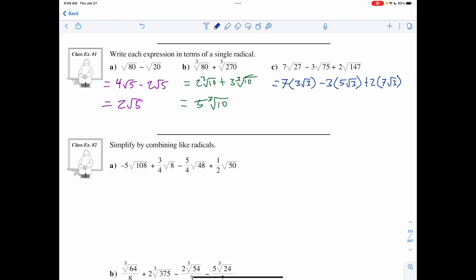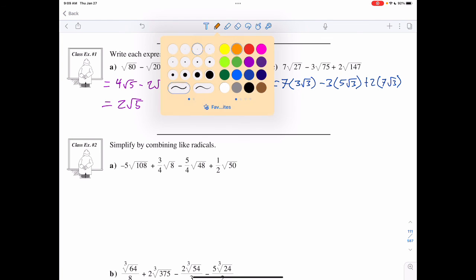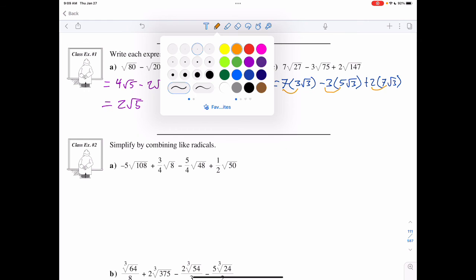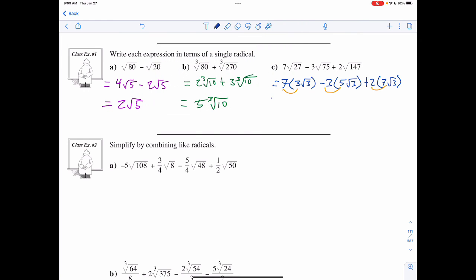I'm going to make sure that I multiply all these out properly: 7 times 3, negative 3 times 5, and 2 times 7. And I'm going to get 21 root 3's minus 15 root 3's plus 14 root 3's. 21 minus 15 plus 14 gives me 20 root 3's.